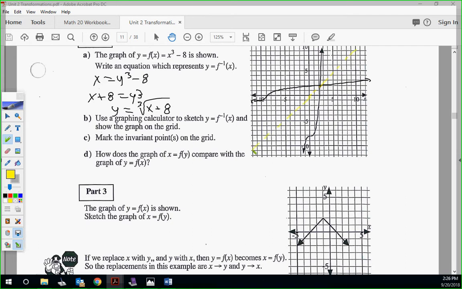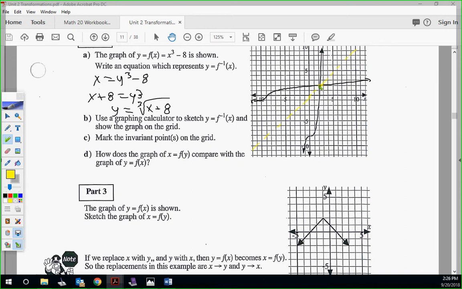That's the y equals x line just for reference, so you can kind of see that reflection there. And then the invariant point is this guy right here. It's not a whole number, so they don't have you label it in this one, but there's a point there which they cross on that line.